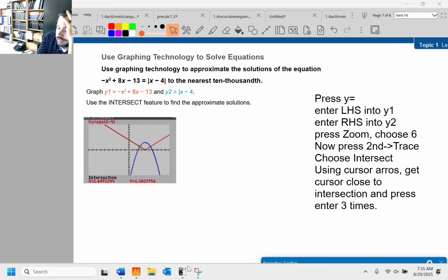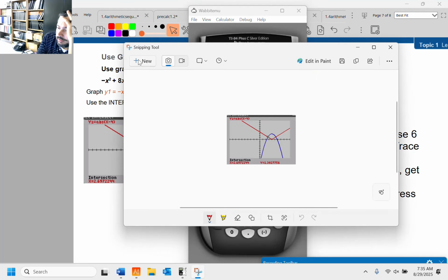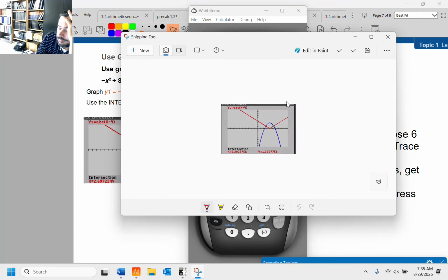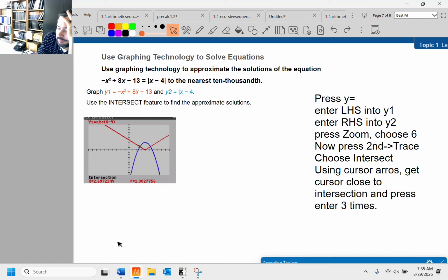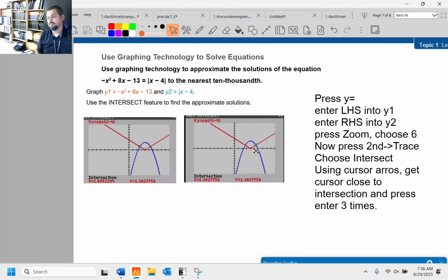Alright, let's go through the process again because there were 2 answers. Second, trace 5. Take your little cursor, get close, press enter once, twice, thrice. And there's the other solution. Now I want you to get in the customary habit of rounding to the 4th decimal place. I'm a big stickler about the 4th decimal place because these are rounded answers. And they do represent a fraction, I'm sure, because the decimal is not repeating. That one could possibly be. Anyways, try and go out about 4 decimal places.